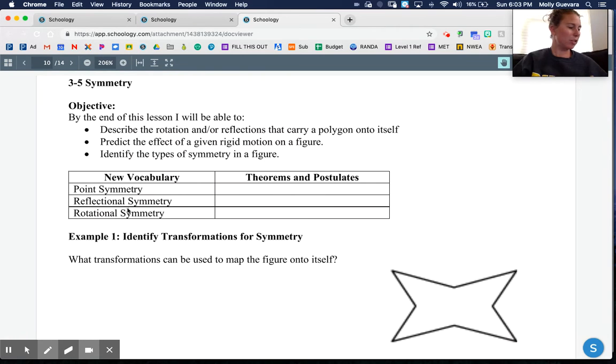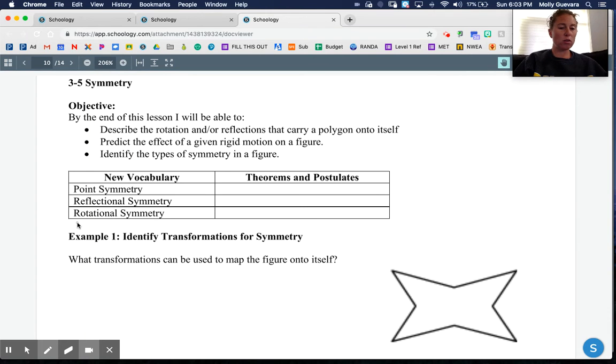Three objectives for today. It says by the end of this lesson, I will be able to describe the rotation and/or reflections that carry a polygon onto itself. We're going to predict the effect of a given rigid motion on a figure. So what do you think is going to happen? And then we're going to identify the types of symmetry in a figure. And there are three types of symmetry that we're going to look at, and they're listed right here. So point symmetry is one, reflectional symmetry is another, and rotational symmetry is the third.